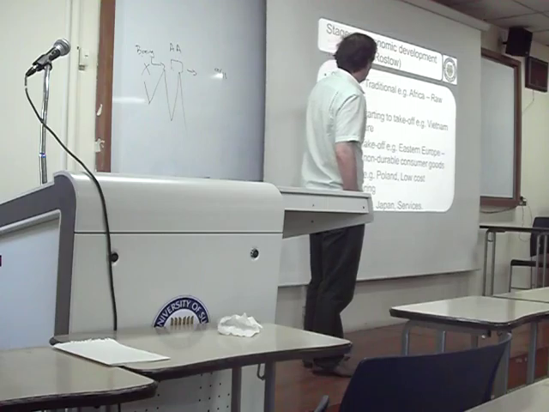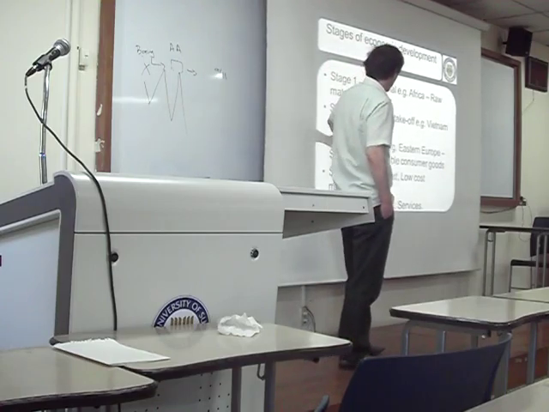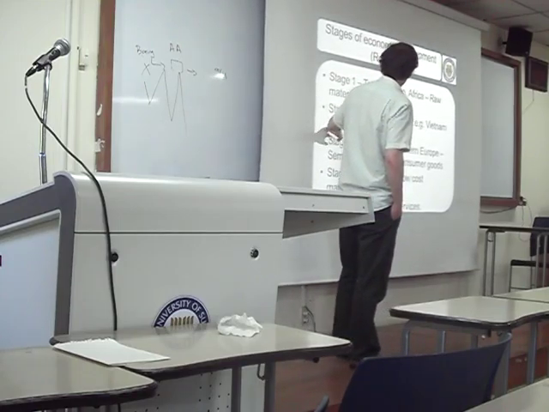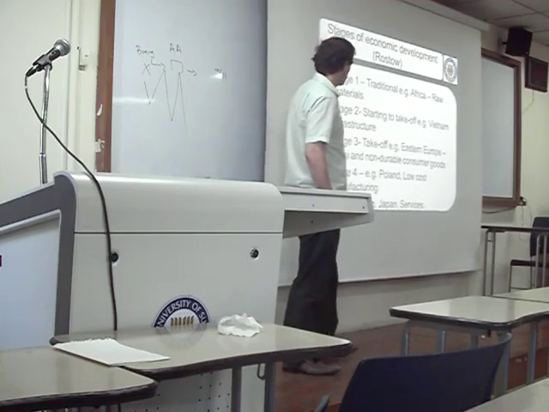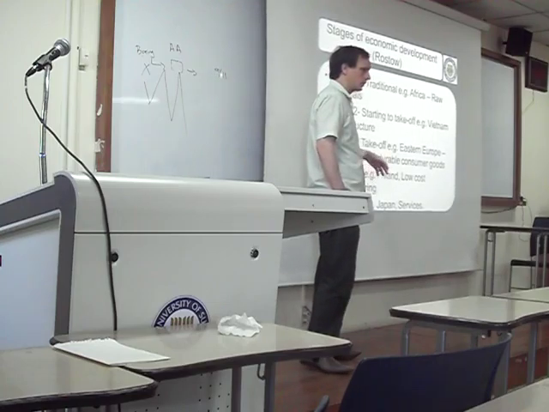Stage two, starting to take off. This is according to Rostow, he's put it into five categories. For example, Vietnam, right? Infrastructure is important business in these countries. Stage three, take off, Eastern Europe. Semi-durable and non-durable consumer goods.